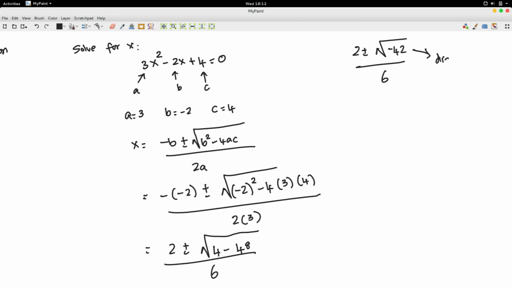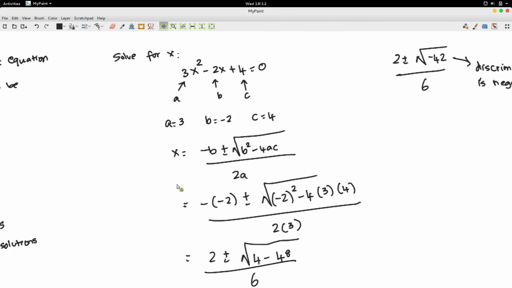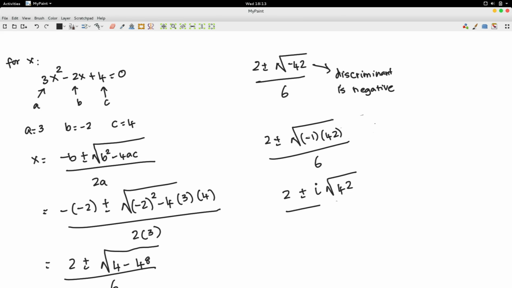That discriminant is negative, and earlier I mentioned that if it is negative, we will have two imaginary solutions. So we are going to have two imaginary solutions. You could write it as 2 plus or minus square root of minus 1 times 42 over 6, which would give me 2 plus or minus i, which is the square root of negative 1, square root of 42 over 6.